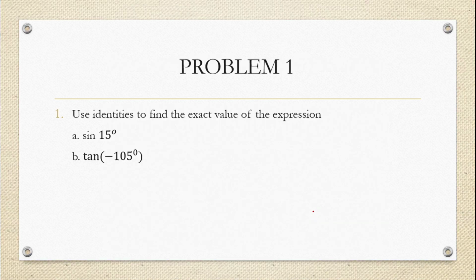So we have here problem number 1: use identities to find the exact value of the expression. Let's start with sine 15 degrees. If we are going to make use of the sum and difference formulas, we could compose this as sine of 45 degrees minus 30 degrees, because these are special triangles, 45 degrees and 30 degrees. So we need to find the special triangle values.